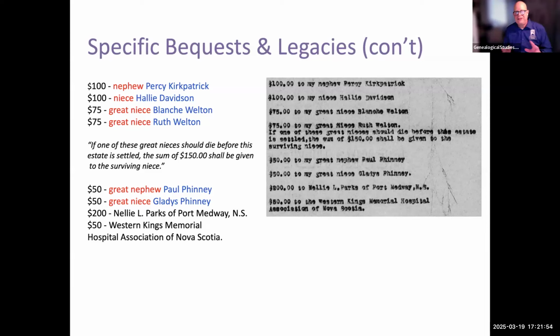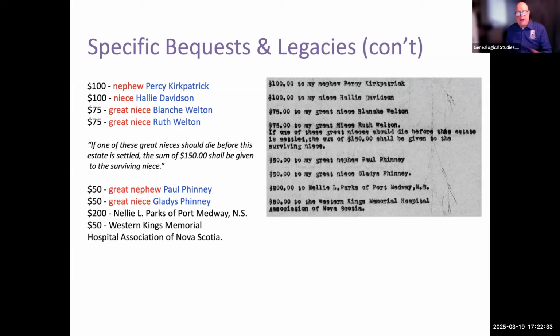And remember how I said it's possible that you sign your will and you may not die for 25 years. So who knows what happens with the people that you've promised the money to? She actually thought ahead. She said, if either Blanche or Ruth passes away before the estate's settled, the survivor of them gets the $150 instead of the half, the $75. Paul Finney, he gets $50. Great niece Gladys Finney gets $50. I don't know why the Welton girls got $75 and the Finney kids only got 50, but that's life in the city, I guess.